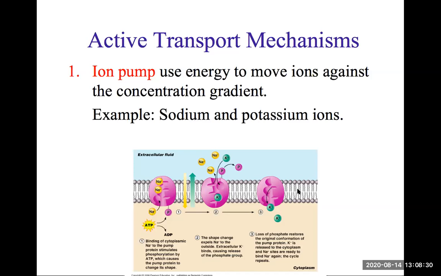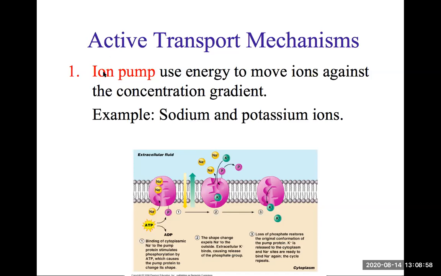We've got our phospholipid bilayer here. Okay, so we know we're looking at a plasmalemma. It tells you this is extracellular fluid. That means something outside the cell. And cytoplasm, which is referring to the contents of the cell. So this is inside the cell, plasmalemma, outside the cell. All right, so the first type of active transport is an ion pump.